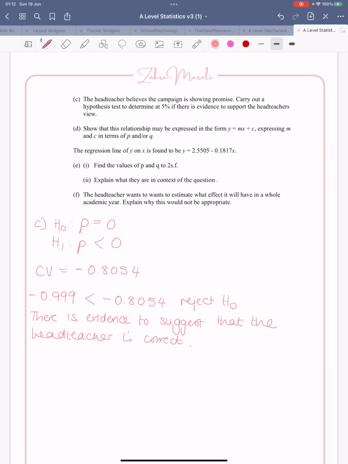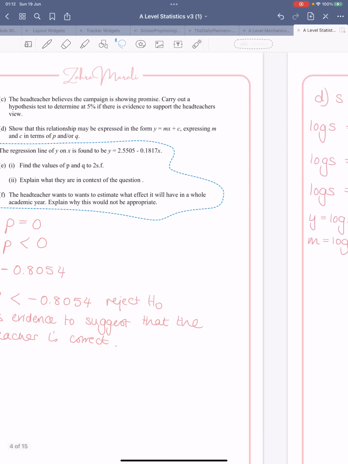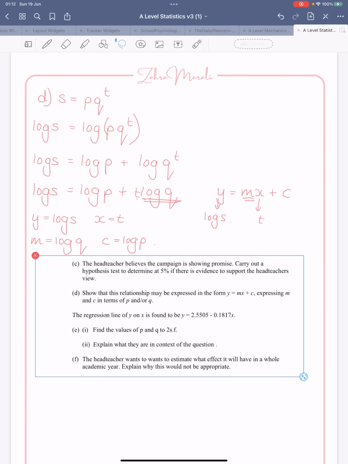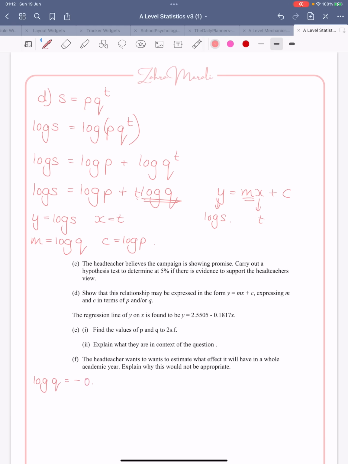You're then told the regression line is found to be, so we're given this regression line, and we want to find p and q to two significant figures and also explain what they are in context. Okay, so looking at what we're given here, we can see that the gradient is minus 0.1817. So we've already said our m is equivalent to log q. So we're going to say log q equals minus 0.1817. Log p is equal to 2.5505. Now remember, we're assuming these to be base 10. So therefore q is 10 to the power of 0.1817. And p is 10 to the power of 2.5505.